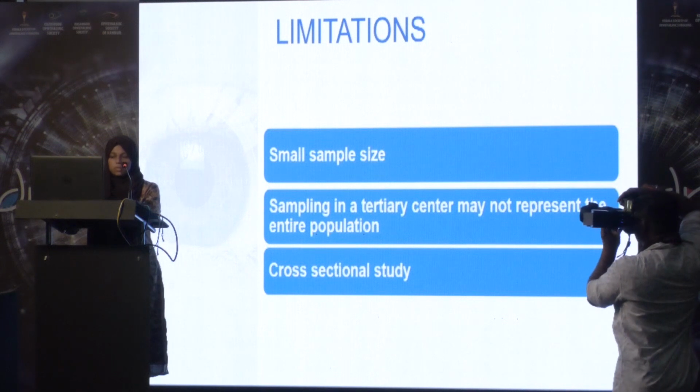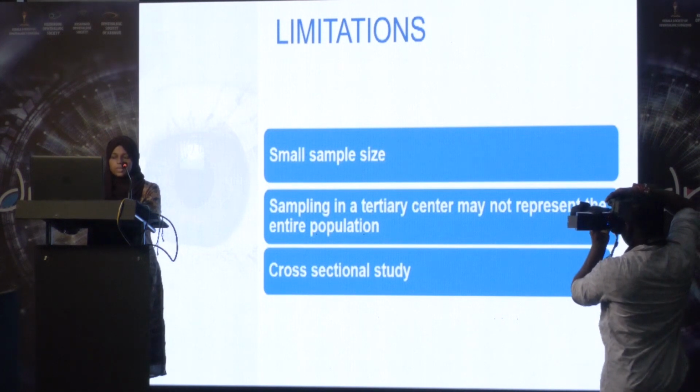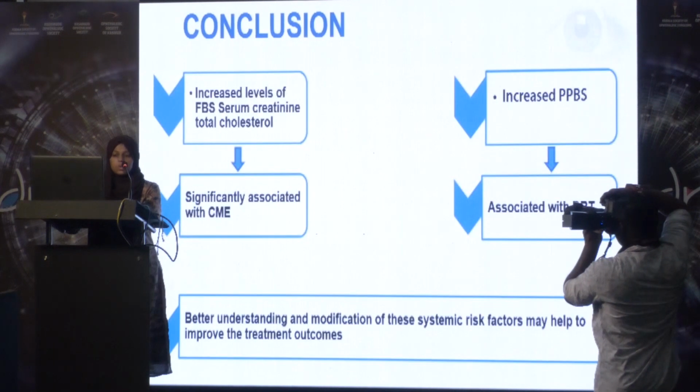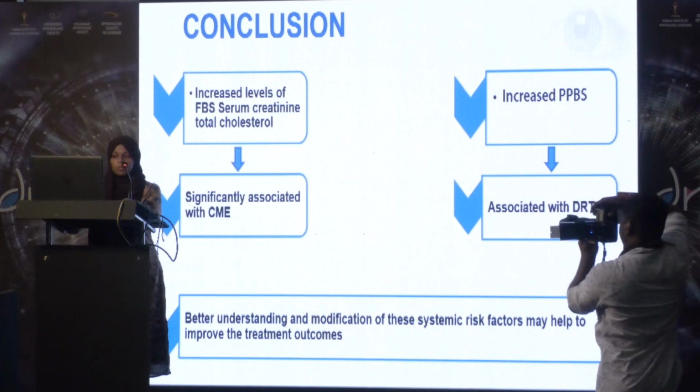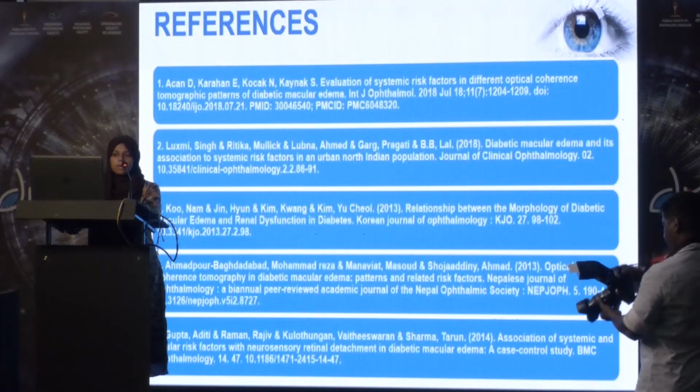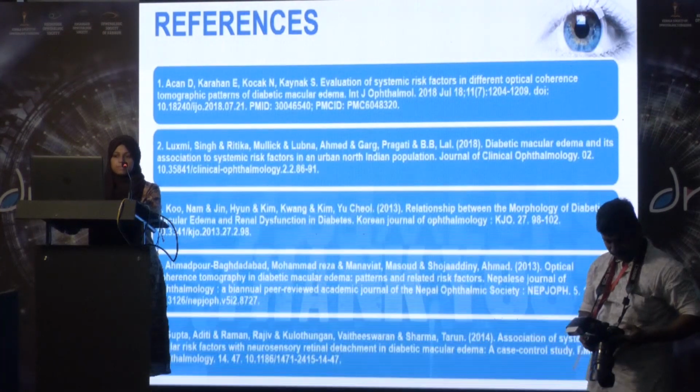Limitations: the sample size was small, sampling in a tertiary center may not represent the entire population, and it was just a cross-sectional study. To conclude, better understanding and modification of these systemic risk factors may help to improve the treatment outcomes. These are my references.